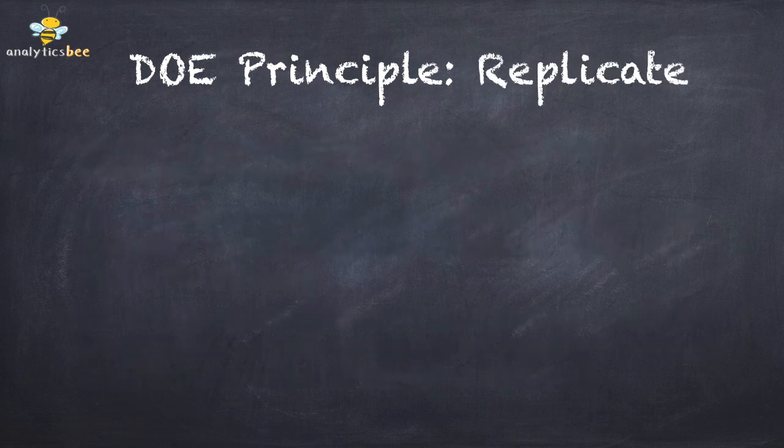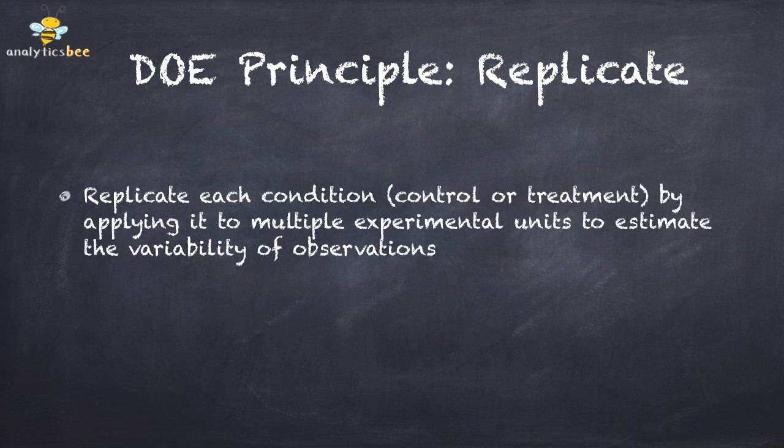Why do we need to replicate in experimental design? It turns out that measurements based on single instances are highly prone to chance error. So we replicate each condition by applying it to multiple experimental units to obtain a more stable measurement and to estimate the variability of observations.